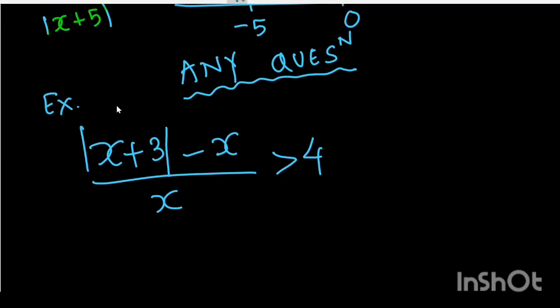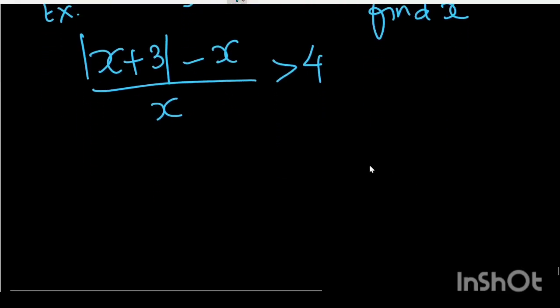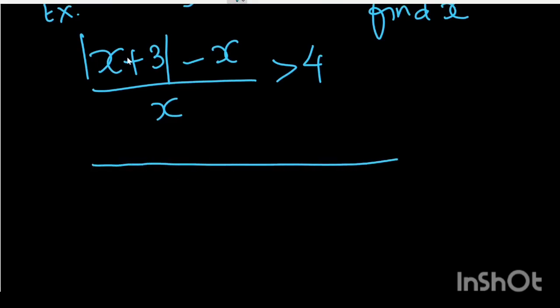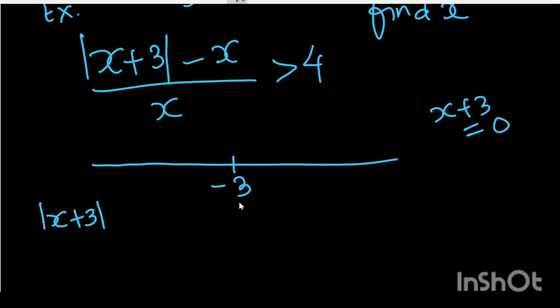Okay, we have to find x. Since it doesn't fall into any formula, category or inequality, we will define the modulus. Defining the modulus means getting rid of these vertical bars so that we can solve it further. At x plus 3 equals 0, it becomes minus 3.